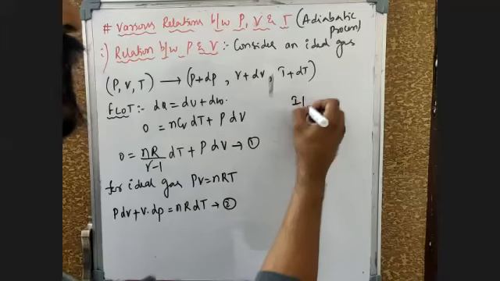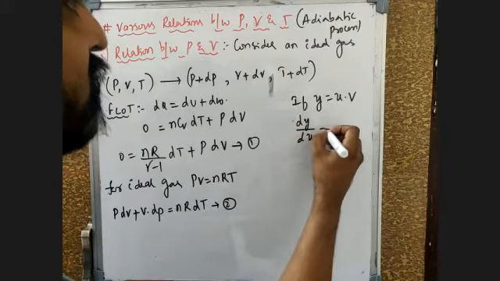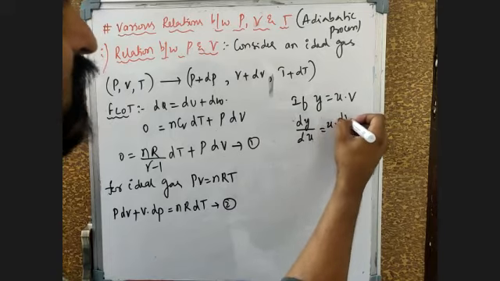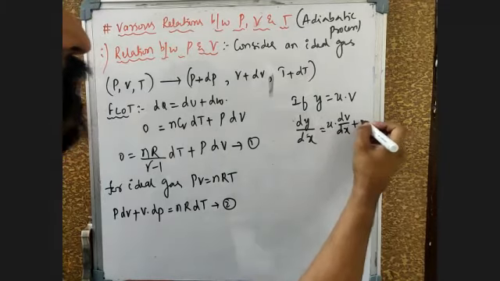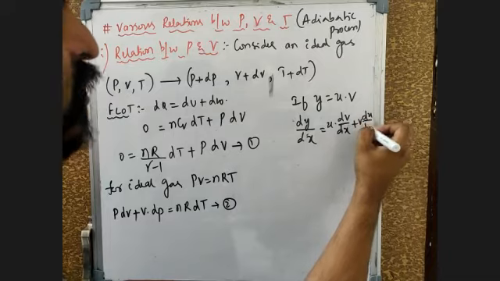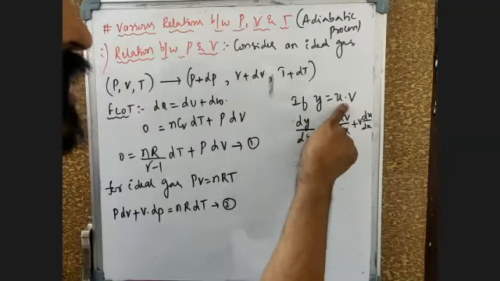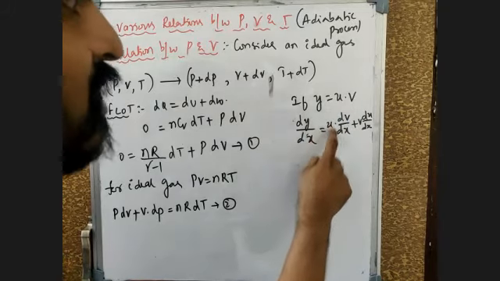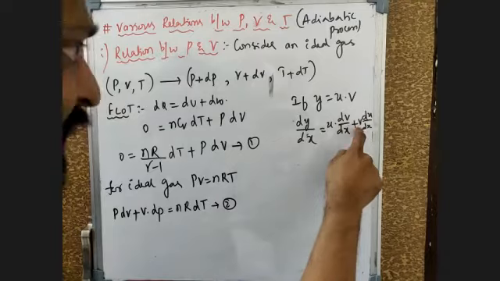I hope you know this rule. If y is equal to u times v, how do you differentiate this? dy by dx is equal to: we keep the first term as it is and differentiate the next term, dv by dx, plus we keep the second term as it is and differentiate the first term, du by dx. Okay, fine, you just remember it right now. First keep the first term as it is and differentiate the second term, plus keep the second term as it is and differentiate the first term.